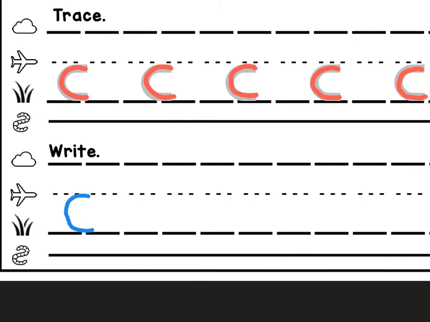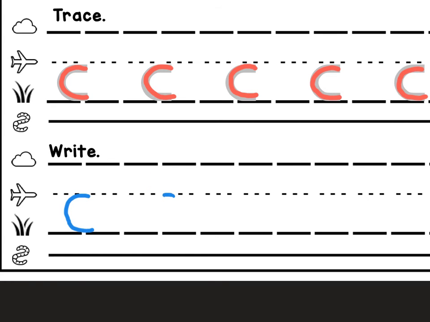Let's see if I accidentally do it. Start at the skyline and it goes like this, flying backwards down to the grass line. Ooh, something is silly about that. I think the problem is that it is too big. So let me erase that and try it again.